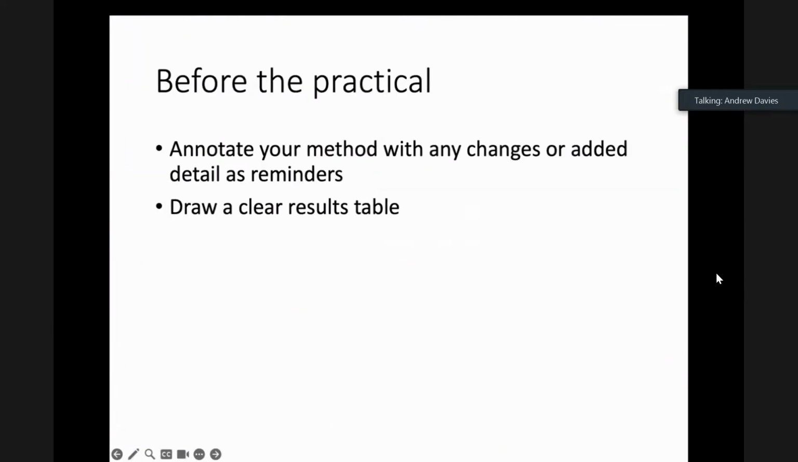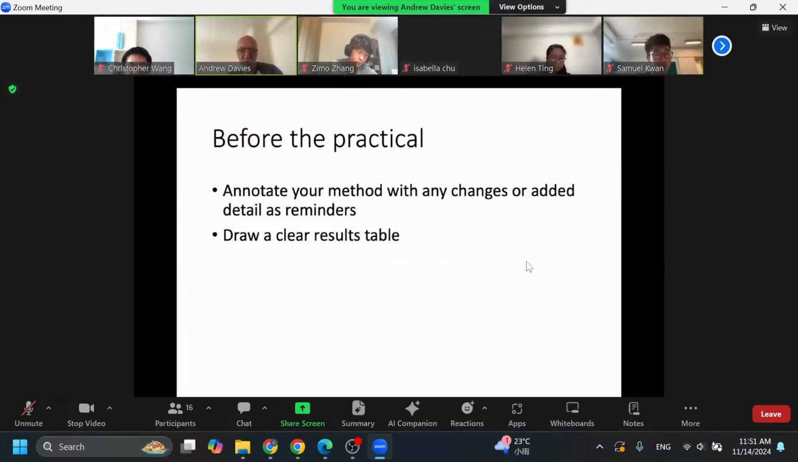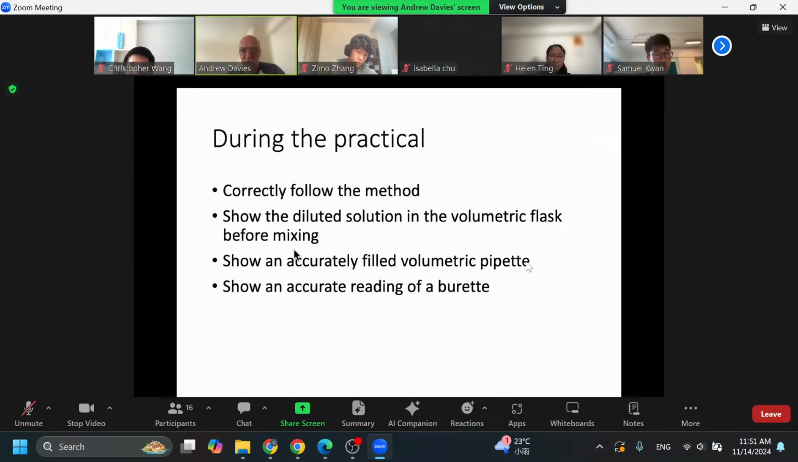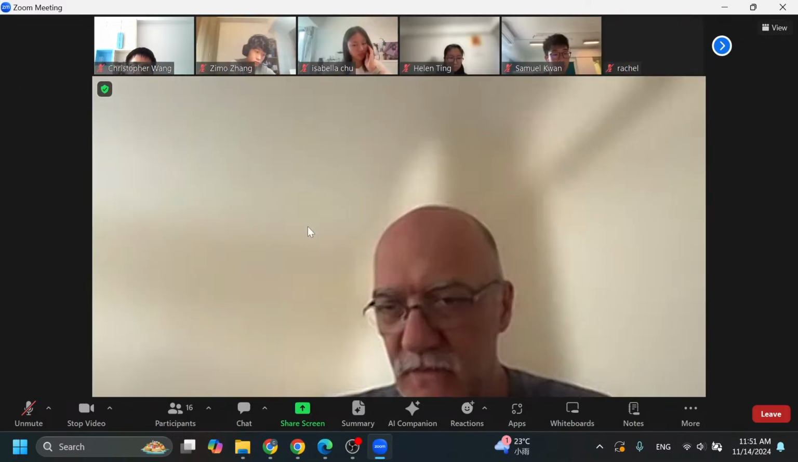Okay, I'm going to stop talking a minute. So what I want you to do now is go to the OneNote and you're going to read through the method and make sure it all makes sense. And what I want you to do is draw a results table on the OneNote immediately. During the practical, I'll remind you this, you'll obviously follow your method and any changes you've made. And you're going to show me these 3 bits to prove that you can do them correctly. And afterwards, you just make sure that's handed in.